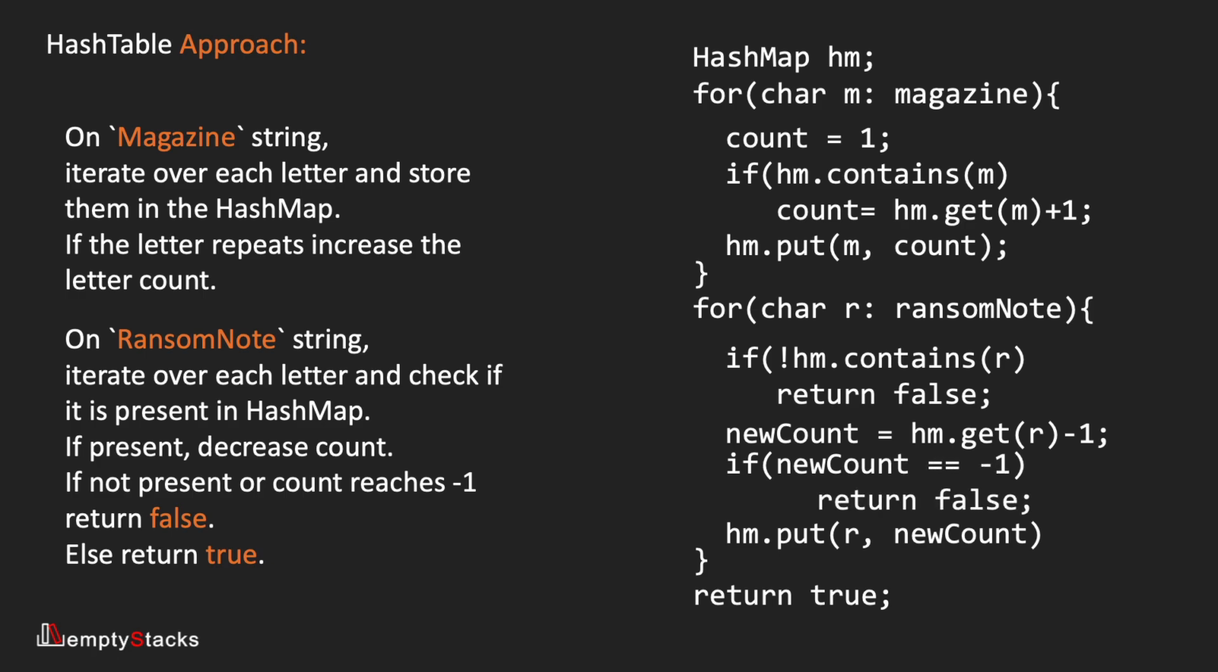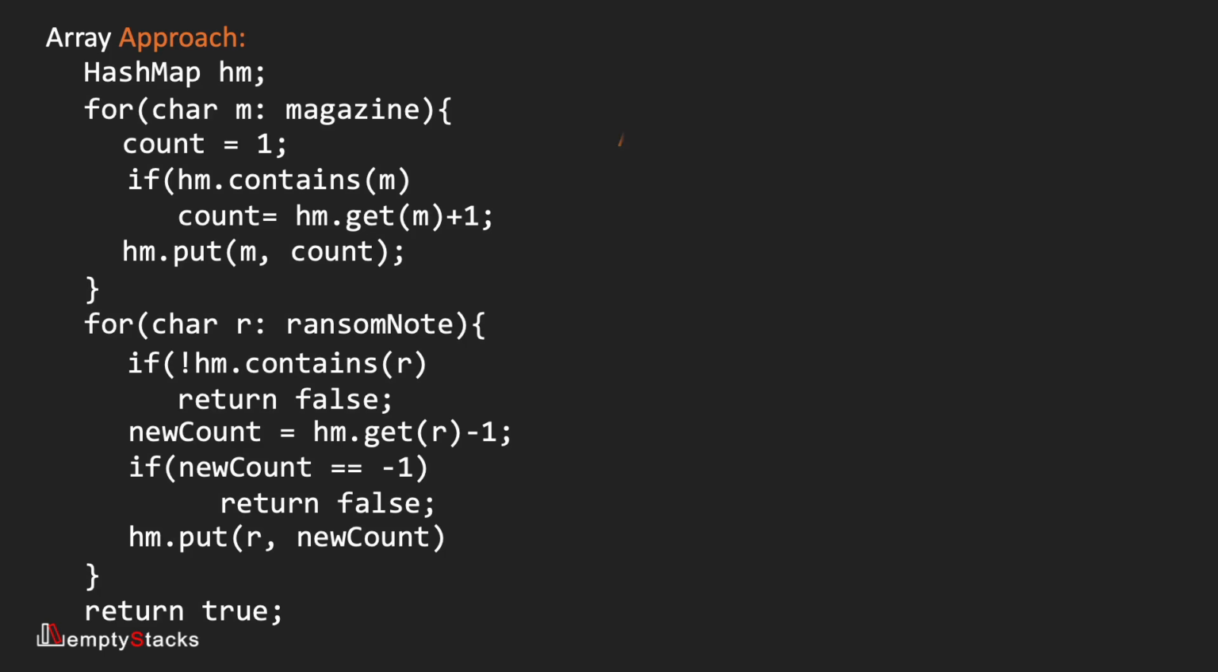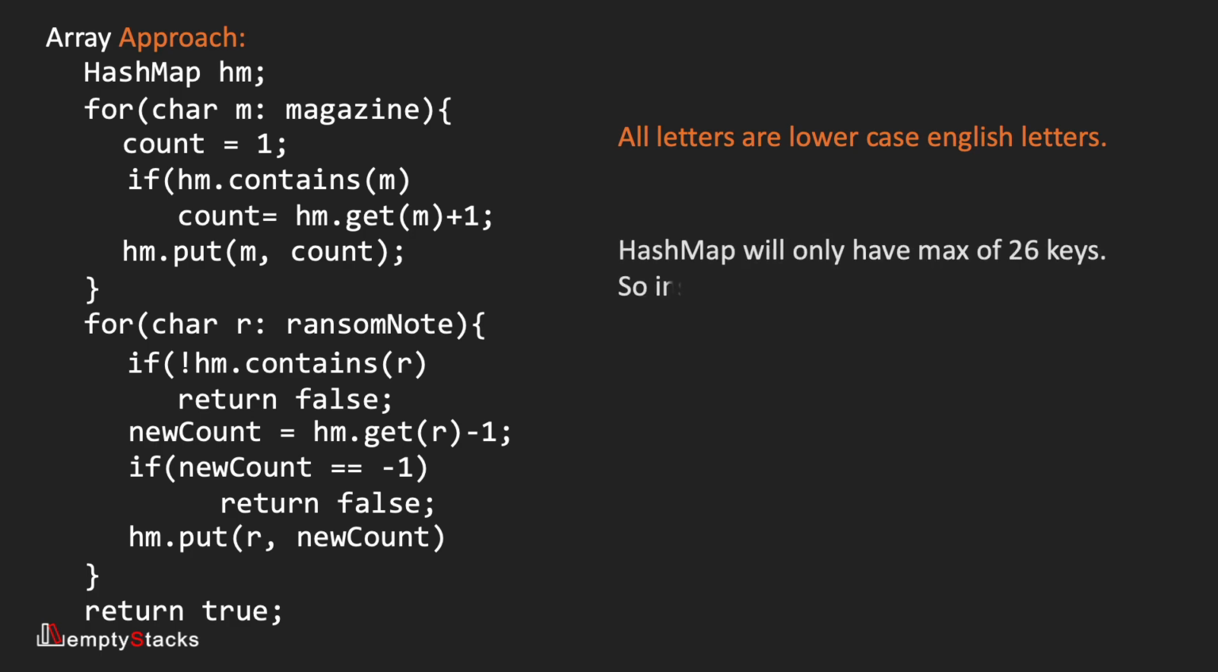If we talk about time complexity for this approach, it will be O of M plus R, where M is the length of the magazine string and R is the length of the ransom note. But if you notice, we haven't used one piece of information provided to us, that is, all letters are lowercase English letters. What this means is our hash map will have a maximum of only 26 keys.